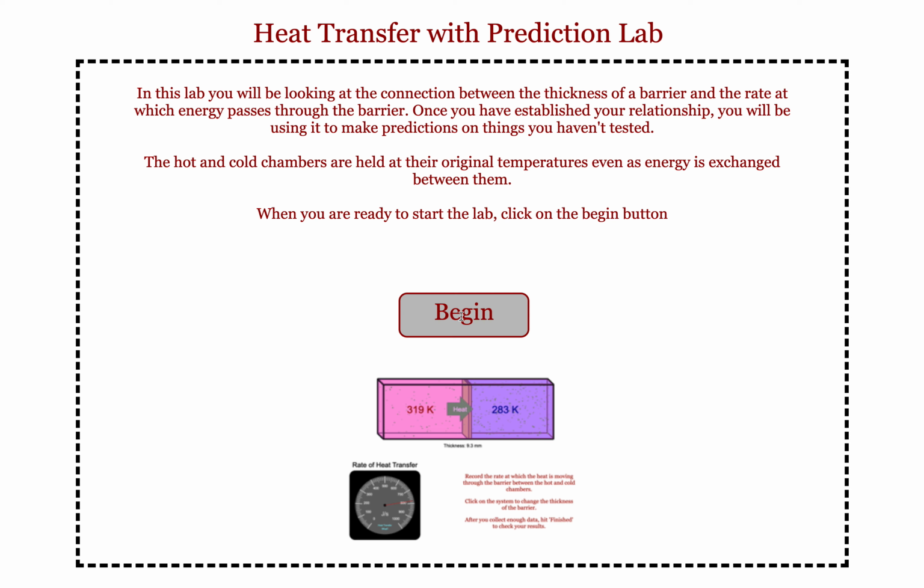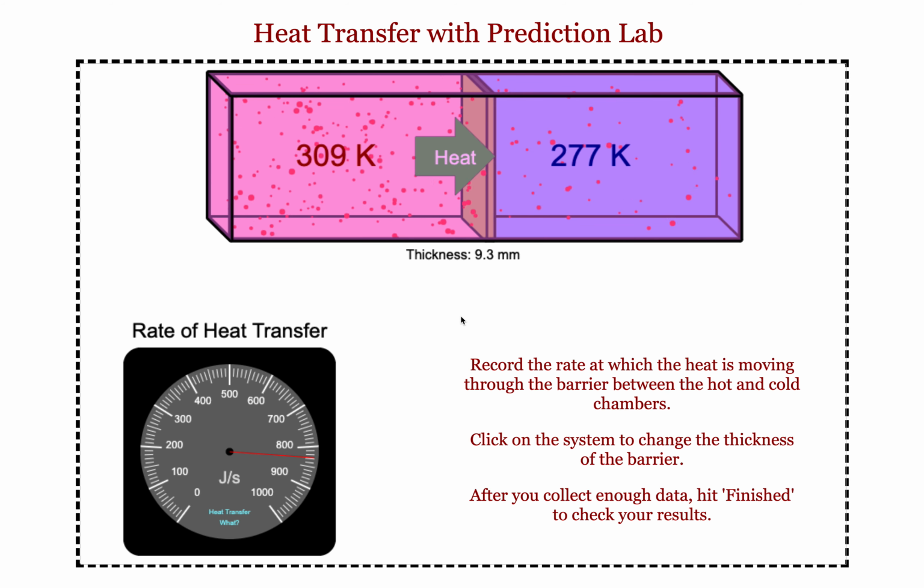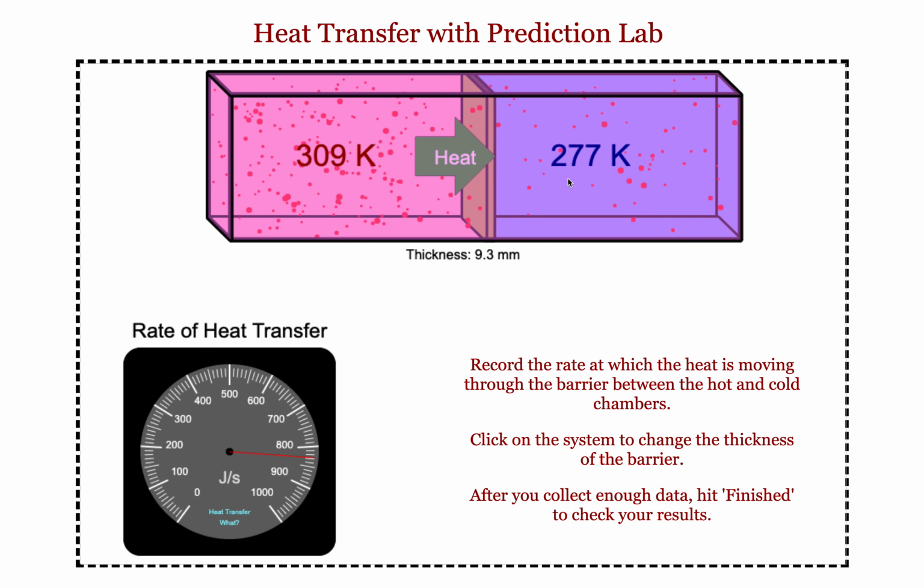So this is a simple version of the heat transfer lab that will have students examine the connection between the thickness of a barrier and the rate of heat transfer. Once they have a relationship, they'll use it to make predictions on things they did not test. Okay, so when it starts out, you'll have a hot chamber and a cold chamber.